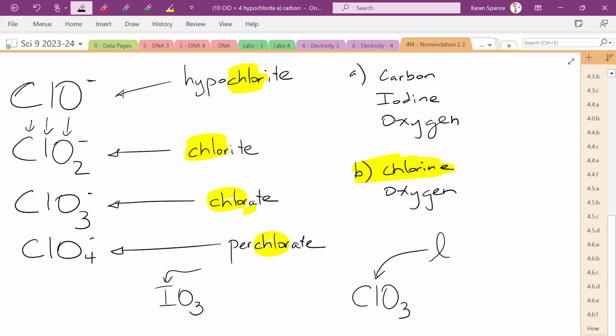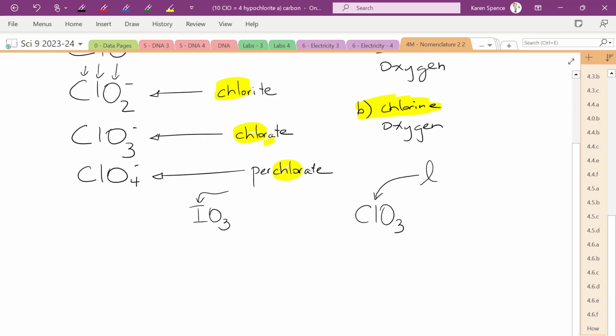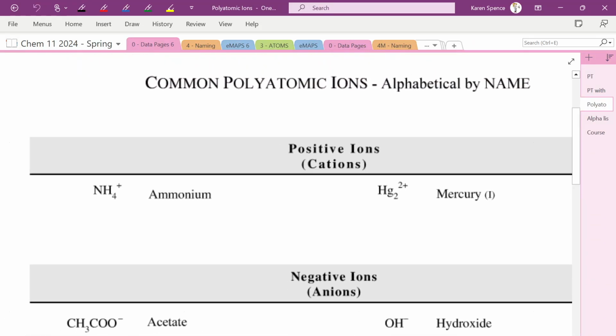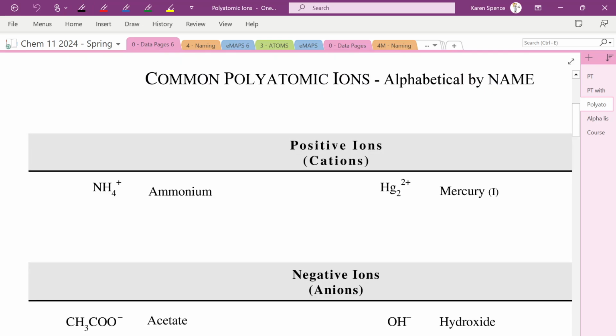Okay? All right, I would like you to look at your table of polyatomic ions, and I would like you to notice how many positive ions there are as opposed to negative ions. How many positive ions are there compared to negative ions? There are only 2. And you may have come across this one in your homework.